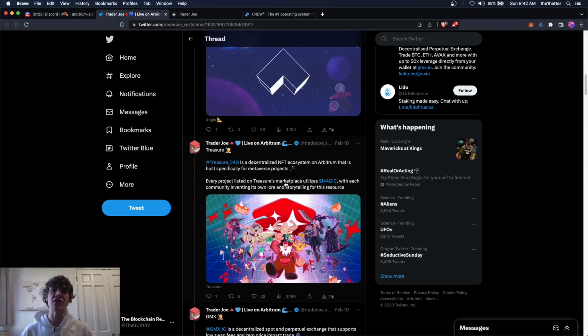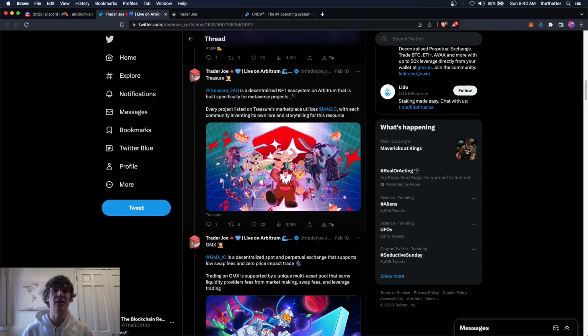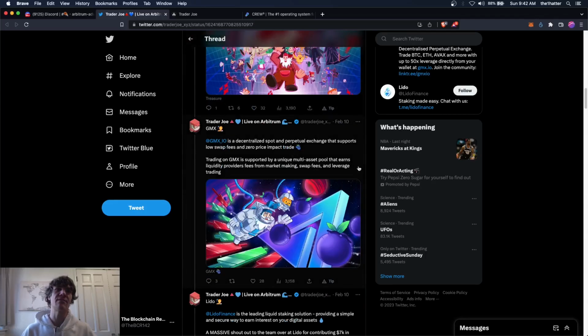Every project listed on Treasure's marketplace utilizes Magic, with each community inventing its own lore and storytelling for this resource. And GMX has actually been blowing up recently due to the whole FTX situation. Everyone ran into decentralized exchanges, so this is a decentralized spot and perpetual exchange that supports low swap fees and zero price impact trades. Trading on GMX is supported by a unique multi-asset pool that earns liquidity providers fees from market making, swap fees, and leverage trading.